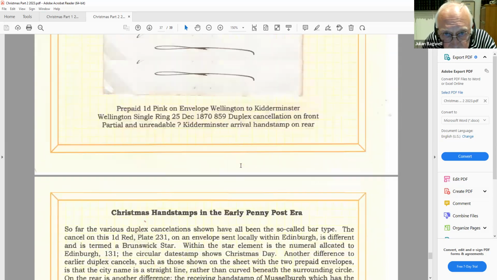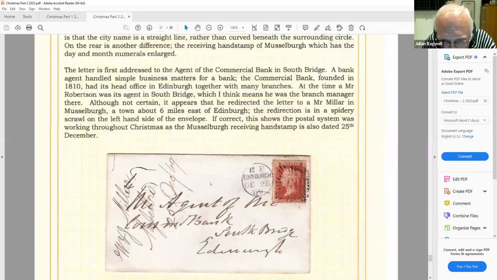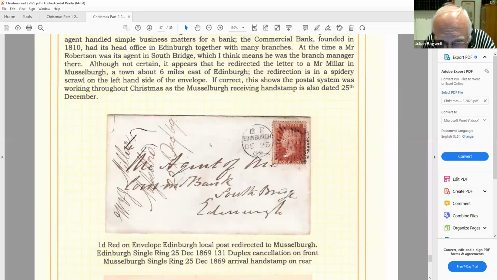I've mentioned duplex cancellations a lot, and this is a standard example. And a lot of duplex cancellations were like this, with the horizontal bars and the registered number of the post office in the middle. But this is a different hand stamp. It's an Edinburgh hand stamp with a December the 25th date, but this is a star hand stamp, and you can see the number for Edinburgh there, but instead of those horizontal bars, there's just radiating lines out from the centre.